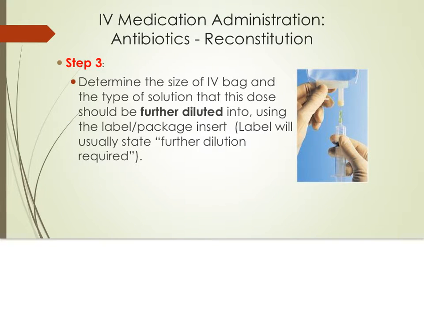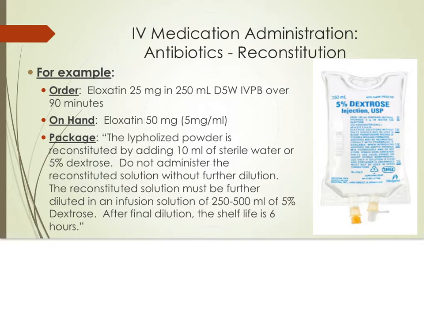Next, return to the label and physician's order to determine the size of the IV bag and the type of solution that this dose should be further diluted into. For example, now that you have drawn up the ordered dose of 25 milligrams or 5 milliliters, you return to the physician's order, which states to administer this dose in 250 mils of D5W. You can see from the package that this order is in harmony with the package instructions, which state that the further dilution required can be 250 to 500 milliliters of 5% dextrose.